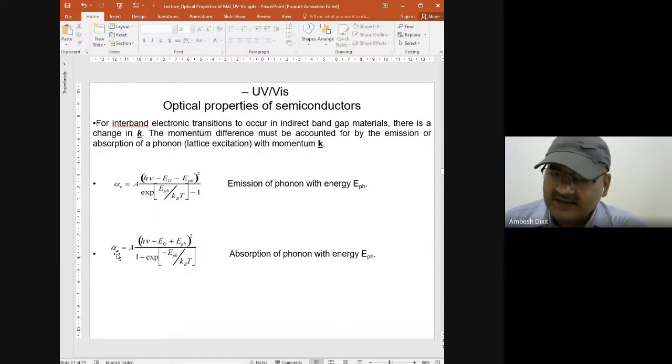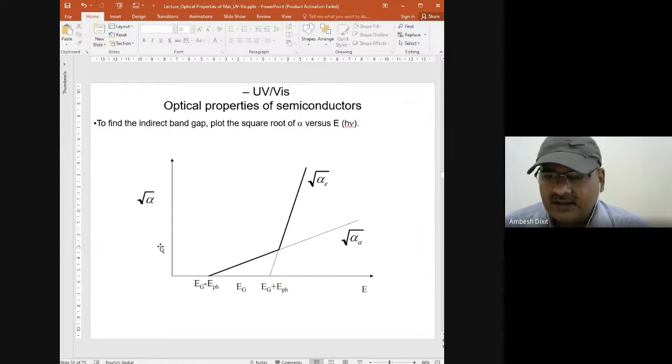So in that case, if I take the square root of alpha, this will become my incident energy E minus Eg minus EPH, or square root of alpha is E minus Eg plus EPH. The rest is constant that, for the time being, we can ignore. Now I plot square root of alpha versus energy, and I will get two processes. One is with respect to phonon absorption, one is with respect to phonon emission. And I extrapolate both the bands to the zero.